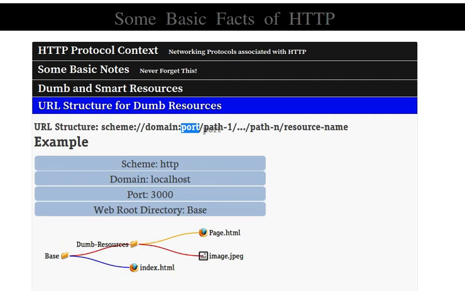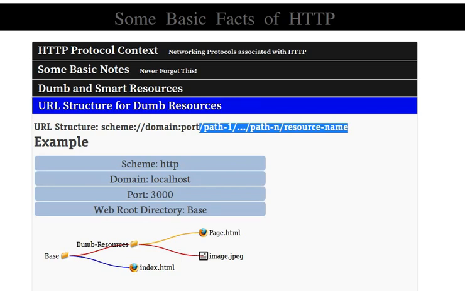The next component is the path of the resource. Note that the slash at the beginning is a part of the path. The last component is the name of the resource, and again the preceding slash is a part of the name component. The first part of the URL, which has the scheme, domain and the port, is common for all the resources of a website. The second part is obviously different for different resources.